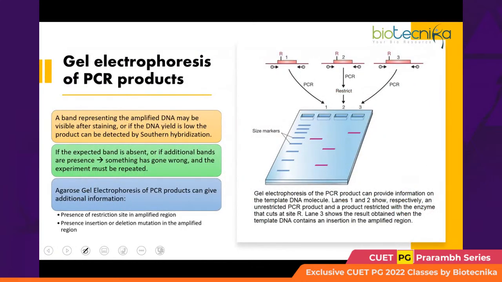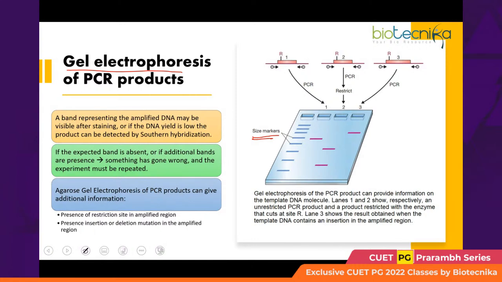Now, how do we check? Once we have set up the thermocycler and it has finished, it has stopped. Now we cannot see anything. At most, you can just see some turbidity in the PCR solution. So how do we check whether the segment that we wanted has been amplified or not? One way of checking it is by electrophoresis. Suppose we have targeted to amplify a segment of 1 kb. We will run the sample, and along with that, we will run the size marker. This size marker will give us a DNA ladder, where it is already known to us that there are different DNA fragments of different sizes.